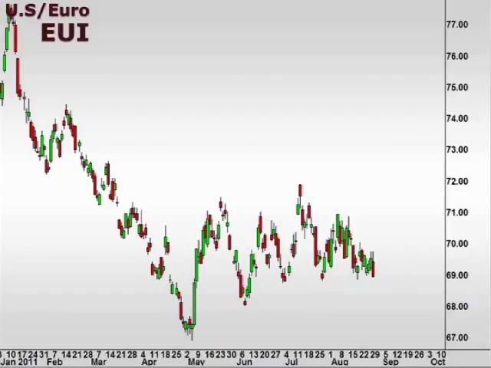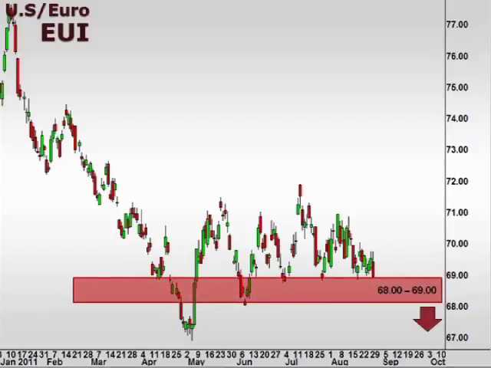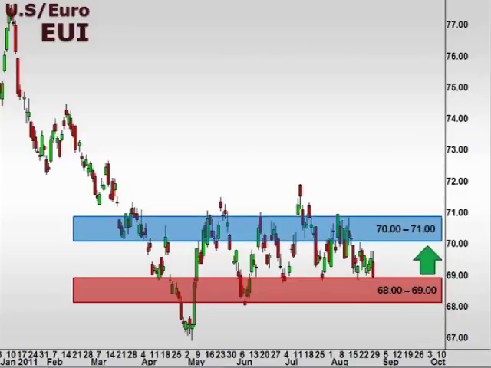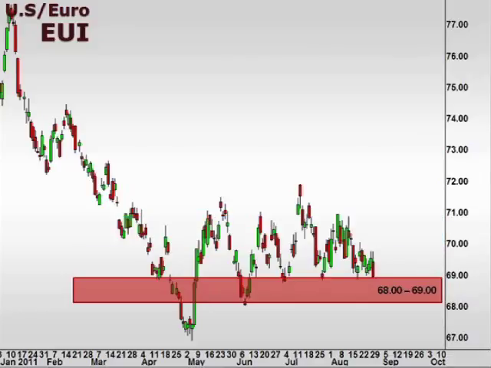Let's take a look at the U.S. dollar versus the euro, as seen here in the ISE FX Options Pair Value EUI. Well, the EUI remains indecisive but did close last week on the lows with another test of support at 69. Now, a bounce this week could test as high as the 70-71 focal zone. However, we are cautious of a follow-through to the downside that could extend deeper into the 68 zone.